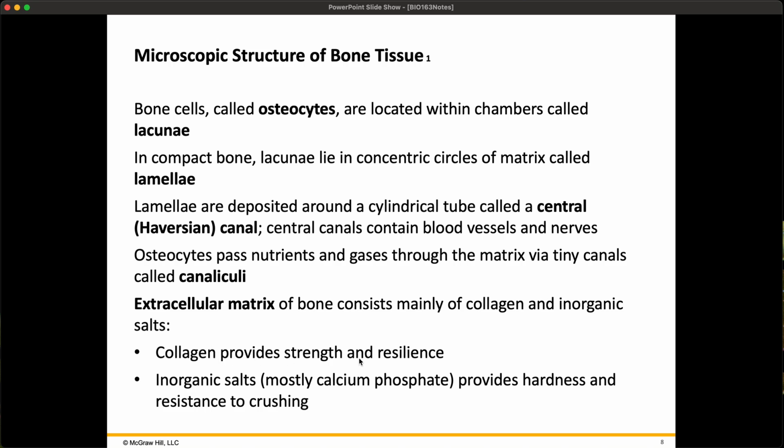Collagen fibers provide strength and resilience, because your bones do bend before they break. They can twist, they can move a little bit. There is some ability to handle tensile strength in your bone that comes from collagen fibers. But the inorganic salts, primarily calcium phosphate, are what give bone its actual strength and rigidity. The hardness and resistance to crushing comes from these inorganic salts. Salts just refer to particular elemental structures, atomic structures. Don't think like table salt. Don't let yourself get into that mindset. Inorganic salts, calcium phosphate, that's what gives it its strength.